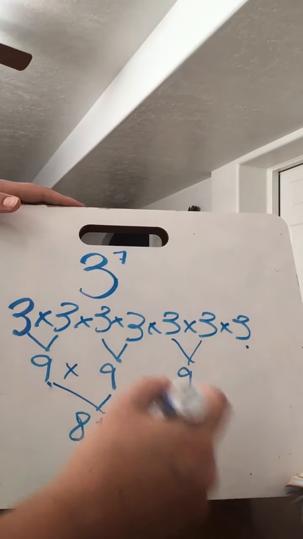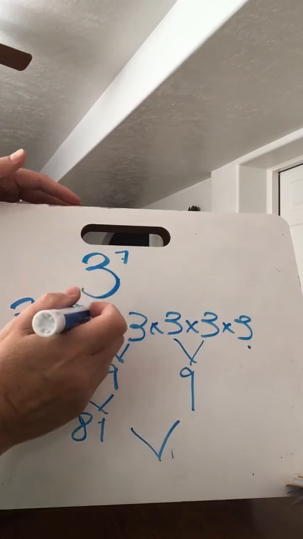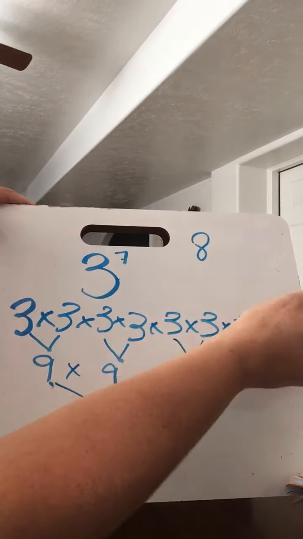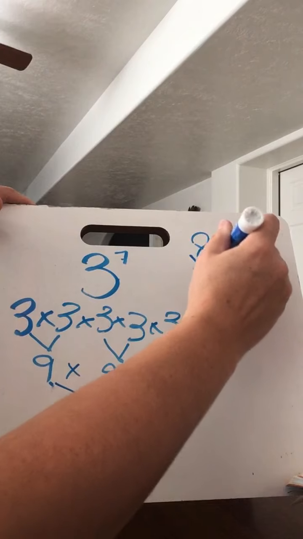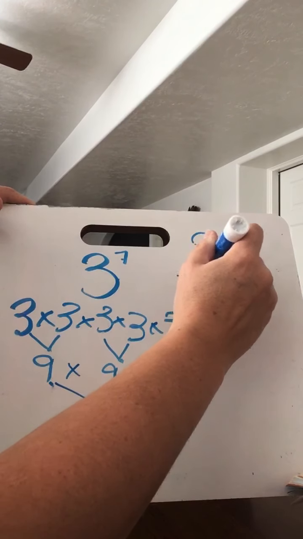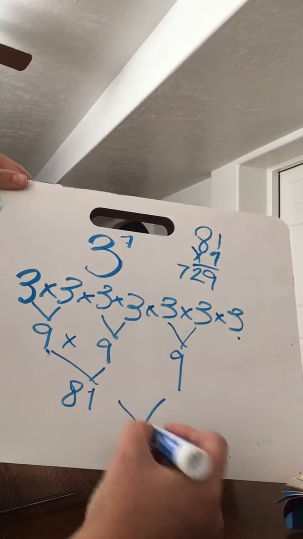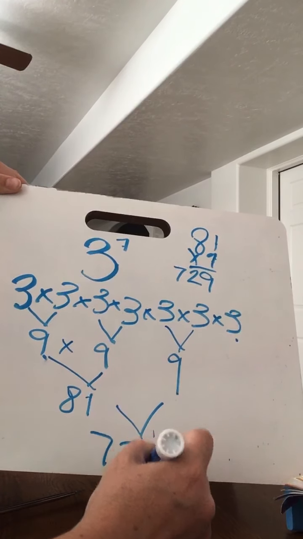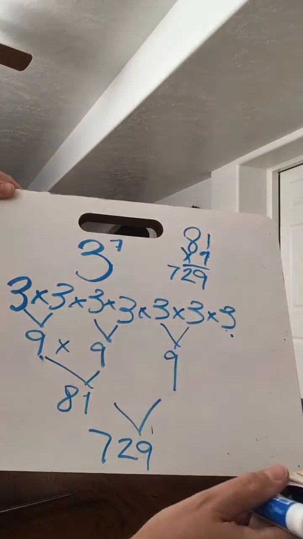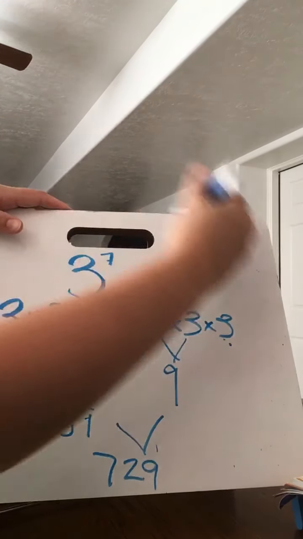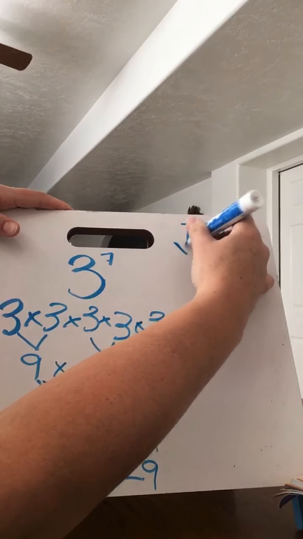So 81 times 9, let's do it up here because I don't know off the top of my head. 81 times 9. 9 times 1 is 9. 9 times 8 is 72. That's a big number. So all the way down here, 729, and then there's still one more 3. So 729 times 3. Can you guys see this?